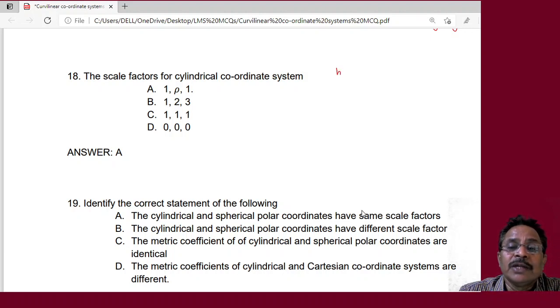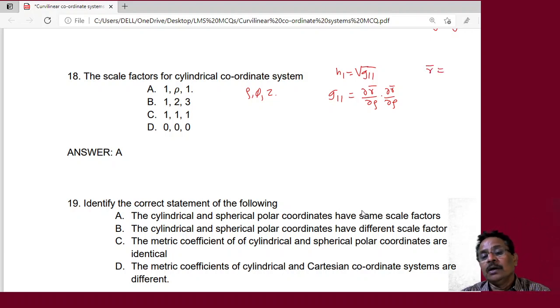So the scale factor is given: h1 is given by the root of g11. Okay, we'll do one calculation. Here g11, in the case of the cylindrical coordinate system with rho, phi and z as the three different types of coordinates, is to be obtained as ∂r̄/∂rho into ∂r̄/∂rho. For that, first we have to write this r̄ vector in terms of its coordinates, so you have to use transformation equations to write this r̄ in such a manner.